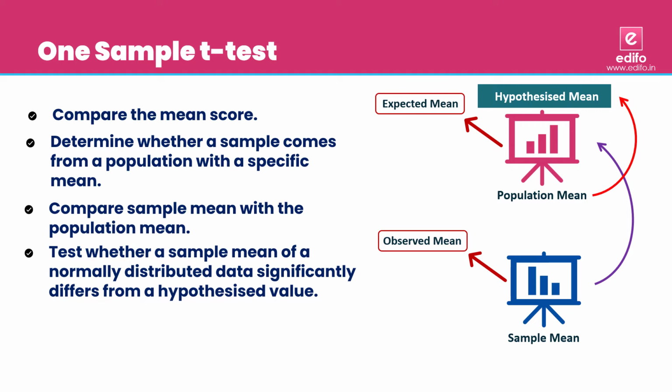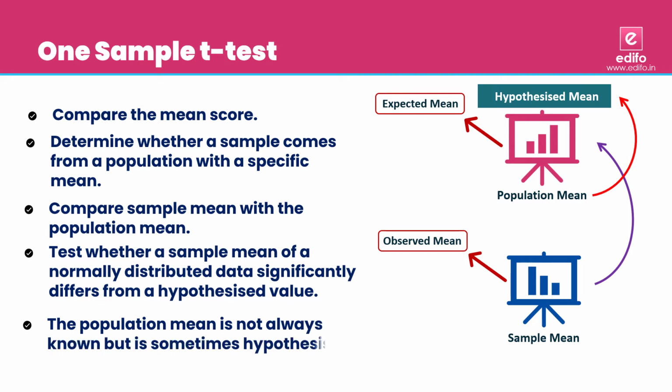So, we can say sample mean is compared with the hypothesized mean. The population mean is not always known but is sometimes hypothesized. That's why we can say population mean is a hypothesized mean. This test is especially used to test whether our sample comes from a particular population.